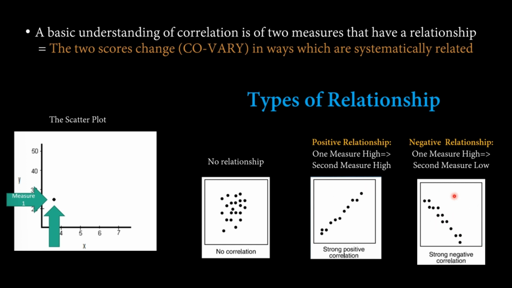A negative relationship, and you can see that here the line goes down. What this means is when one variable is low, the other variable is high, and this is systematic across the line. So this student here, for example, is high on the vertical but low on the horizontal. What do we define this as? We define this as a negative relationship where one measure is high and the second measure is low in a systematic manner.